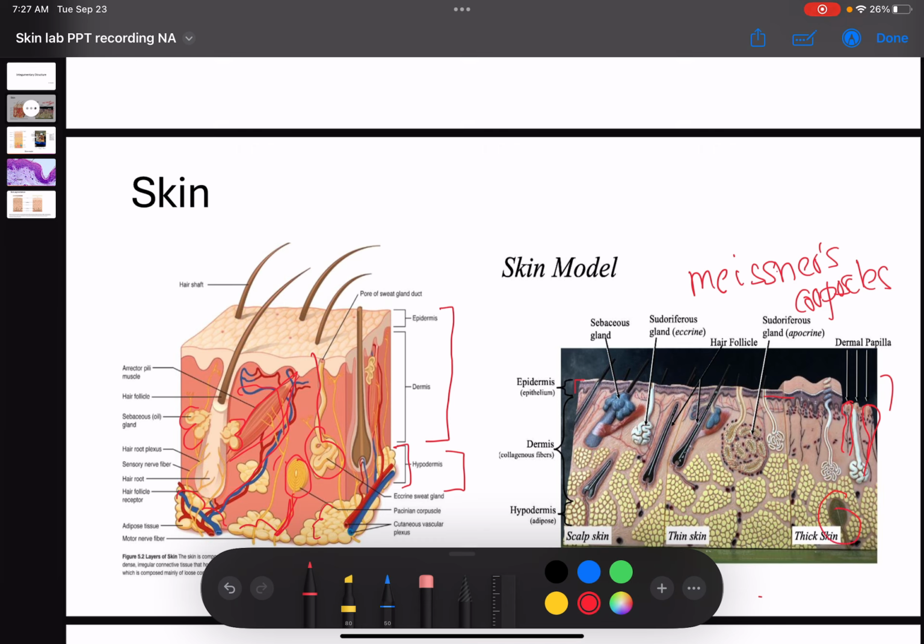So this is the one I mentioned here, Pacinian corpuscle. In the dermal layer, you see again the sebaceous gland, which is an oil gland. We see over here too, hair follicle. This is also a sebaceous gland. So this is the hypodermis, a lot of adipose tissue you see in this region.